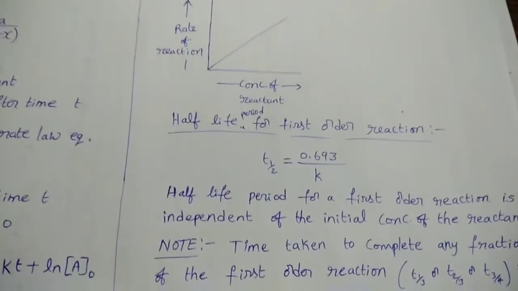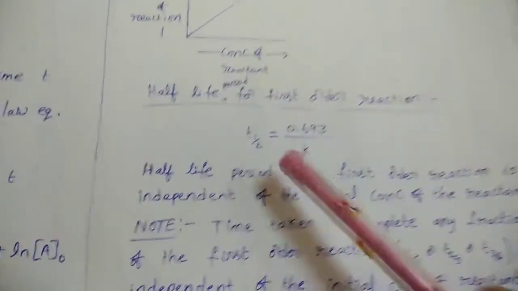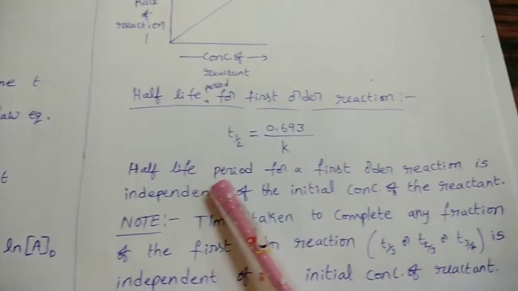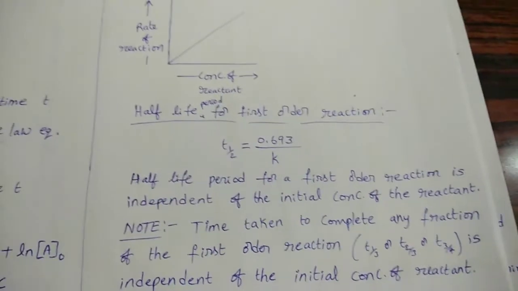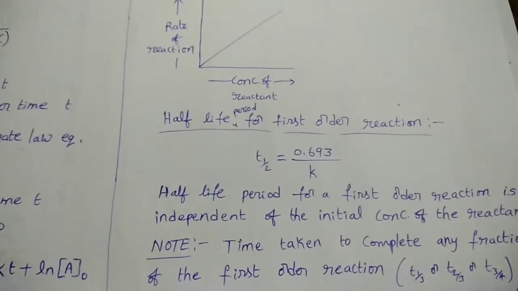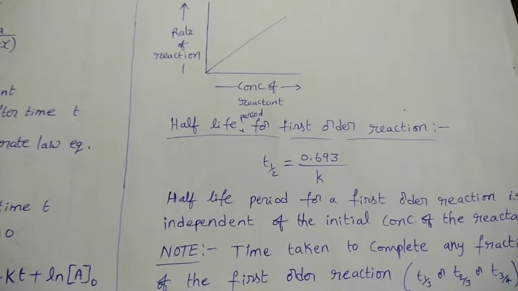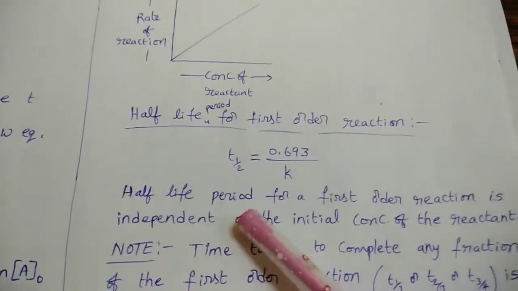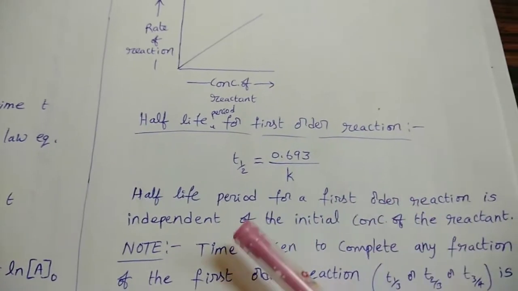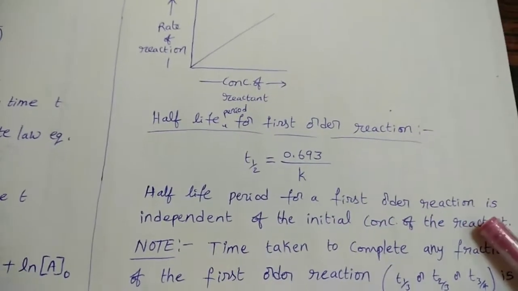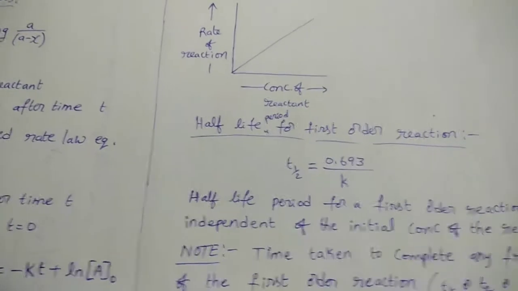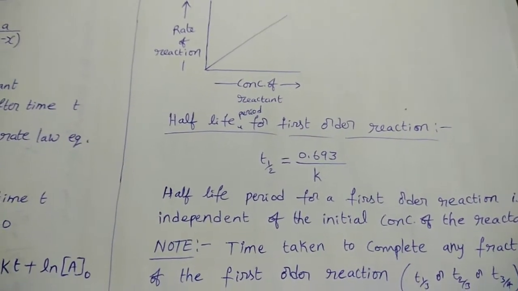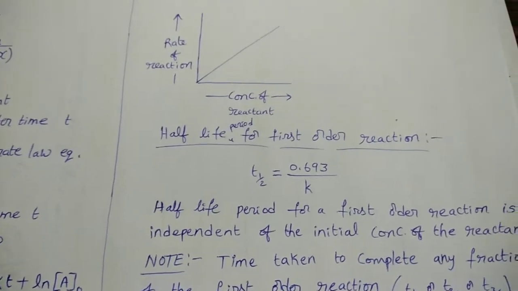Next, half-life period for first order reaction: T half equal to 0.693 by k. So see the definition. Half-life period means the time taken to complete half of the reaction. This half-life period for the first order reaction is independent of the initial concentration of the reactant. Whatever the initial concentration of the reactant, half-life period does not change.